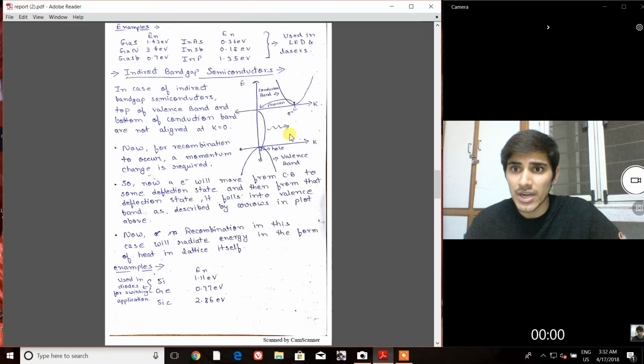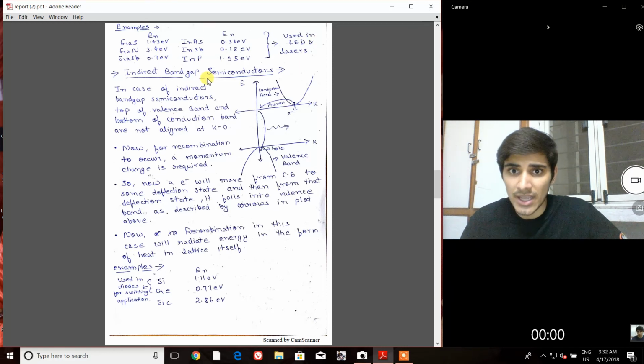Now let's take a look at certain examples of direct band gap semiconductors. These are certain direct band gap semiconductors and these are their energy band gap values. For gallium nitride the band gap is 3.4 electron volt. These are all used in LEDs and lasers.